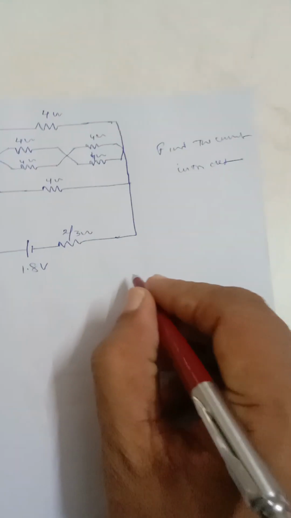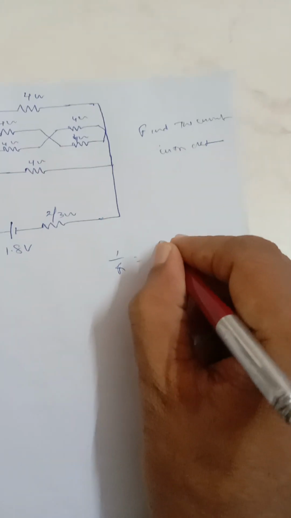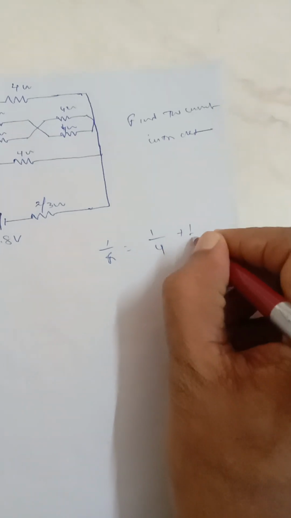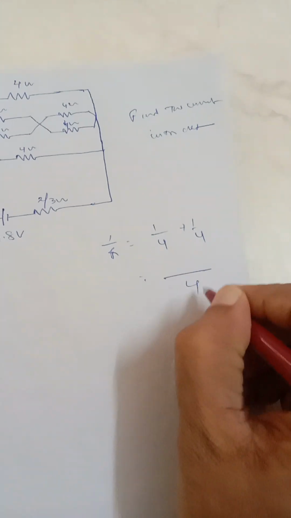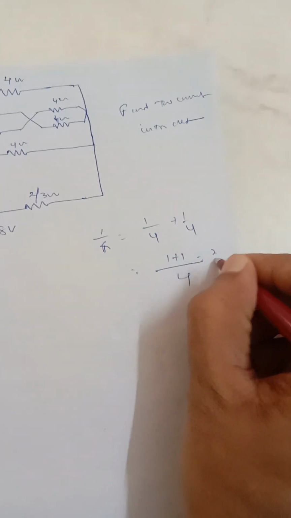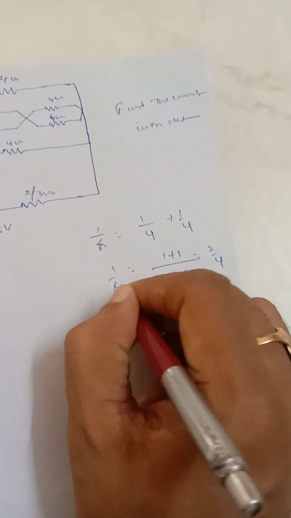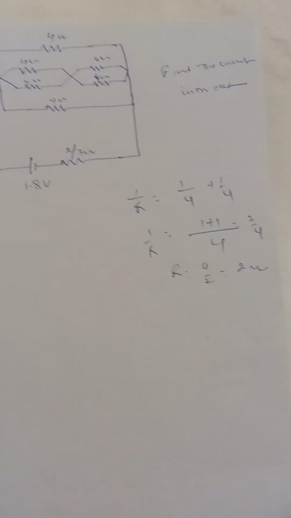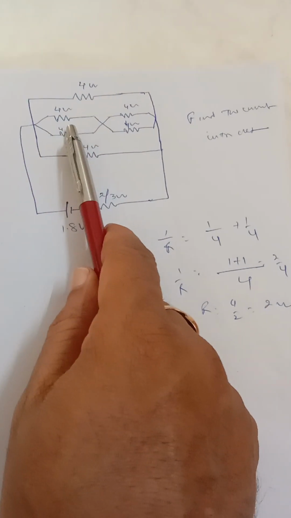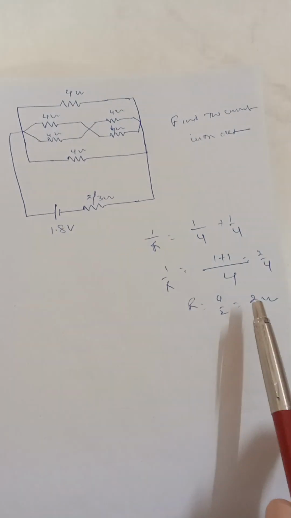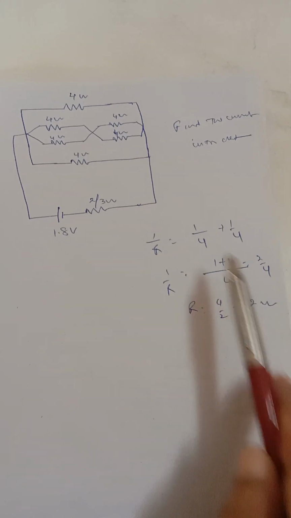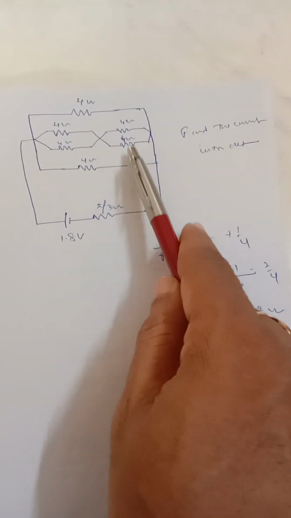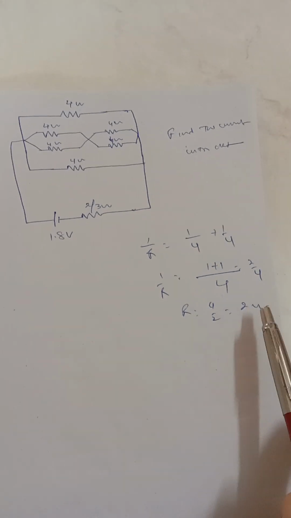That means, parallel means 1 by R is equal to 1 by R1 plus 1 by R2. With 4 as LCM, 1 plus 1, that is 2 by 4. This is the 1 by R value. So R is equal to 4 by 2, that is equal to 2 ohms. So for this 4 ohms and 4 ohms, the equivalent value is 2 ohms. Similarly, this is also 4 ohms and 4 ohms, so no need to calculate again. This is 2 ohms only.